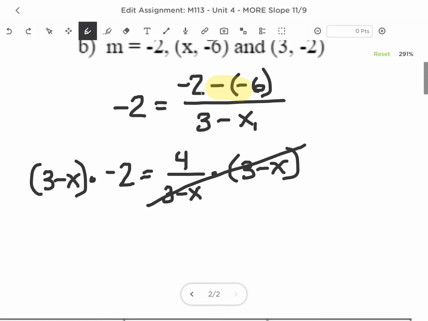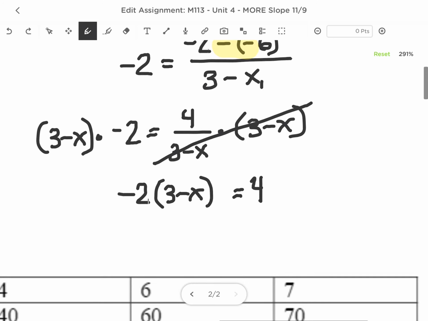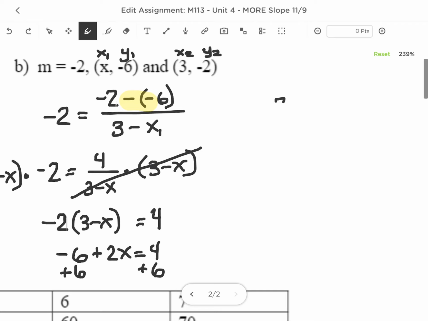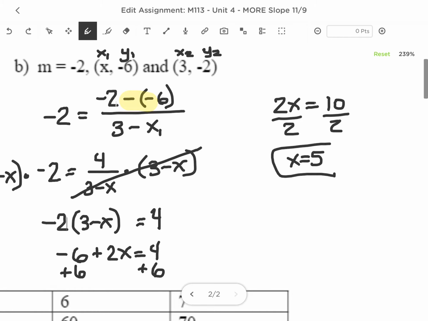That will cancel. 4 equals, here I'm going to rewrite this so that I can distribute. -6 plus 2x equals 4. I'm going to add 6 on both sides. I'm going to have to go up to the next column here. And I have 2x equals 10. Divide both sides by 2. X equals 5.